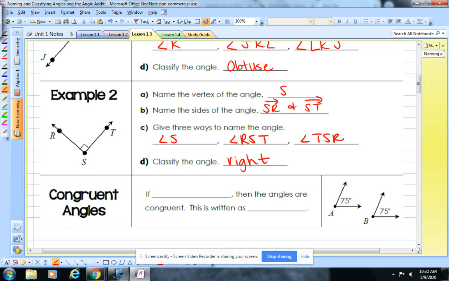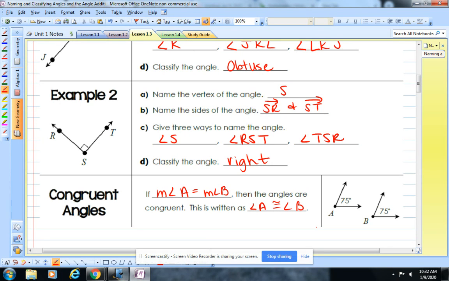All right, so the bottom of that page has to do with how we talk about angles being congruent. So here's a little picture over here. If the measure of angle A equals the measure of angle B, then we can say that the angles are congruent. So then we would say angle A is congruent to angle B. Of course it's congruent to itself. Reflexive property. So if the measures are equal, we say the angles themselves are congruent.